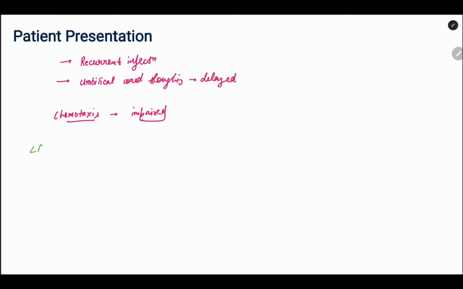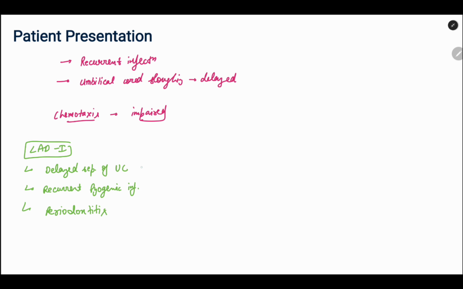So first of all, let's discuss LAD 1. In LAD 1, the patient presents with delayed separation of the umbilical cord. There is a history of recurrent pyogenic infection, and the onset of the infection occurs in the first few weeks of life. There is absence of pus formation, and also a history of periodontitis. These are the same histories presented with our initial case.